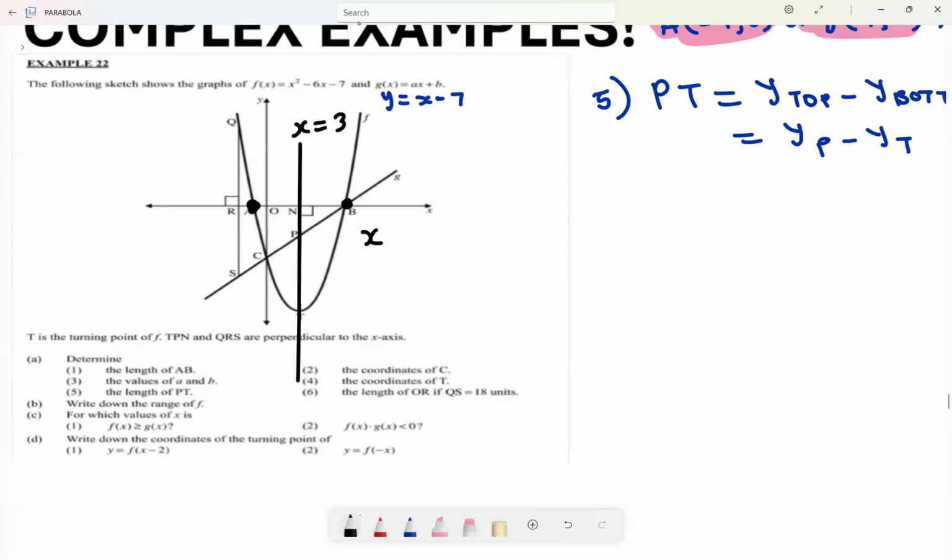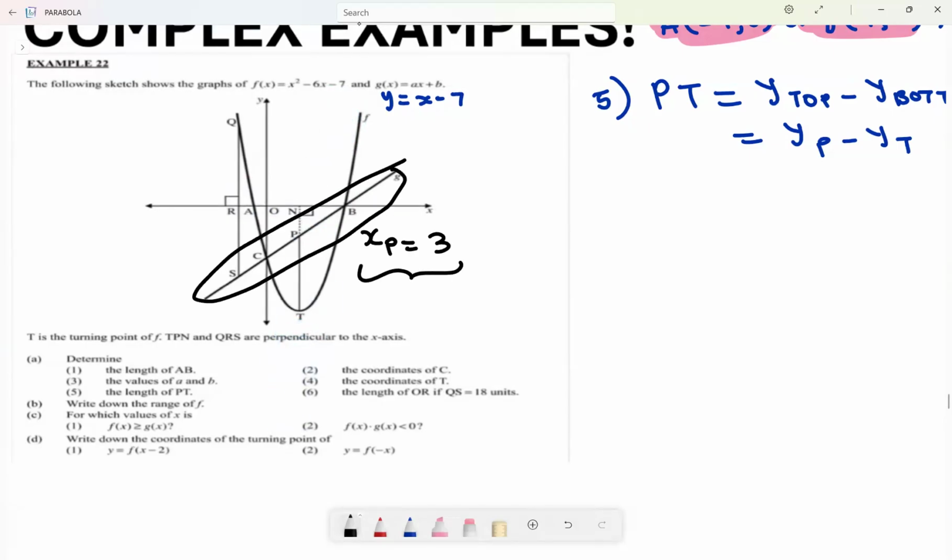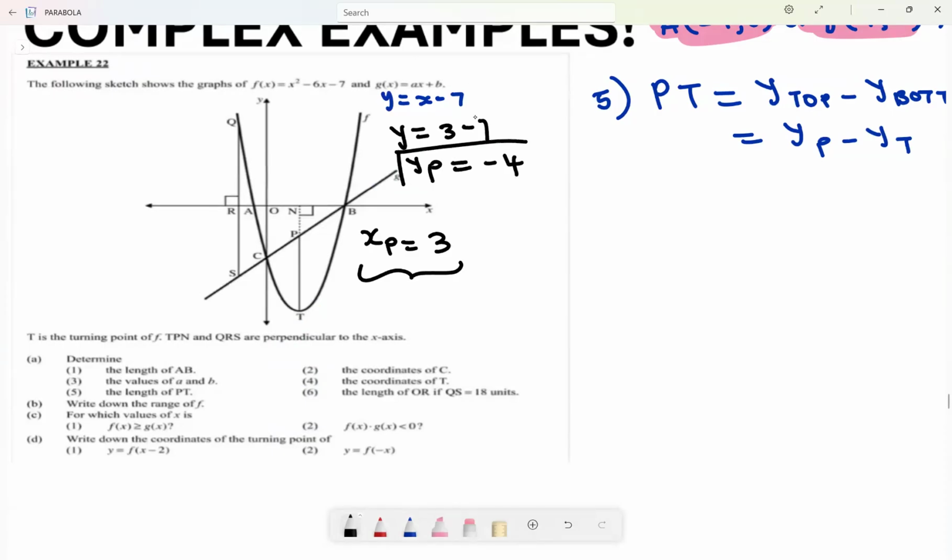So it means now the x coordinate of P is equal to how much? 3. So the x coordinate of P is equal to 3. So if I want to find the y coordinate of P, since it lies on the straight line, I need to come here and say y is equal to 3 minus 7, and then I get the y coordinate of P, which gives me negative 4. So now I have the y coordinate of P as negative 4, and the y coordinate of T as negative 16.